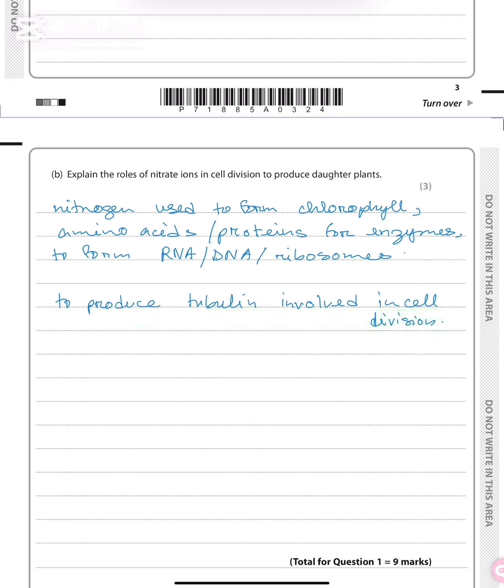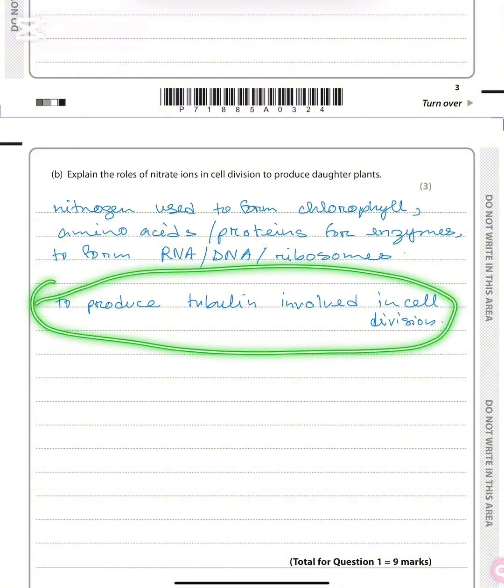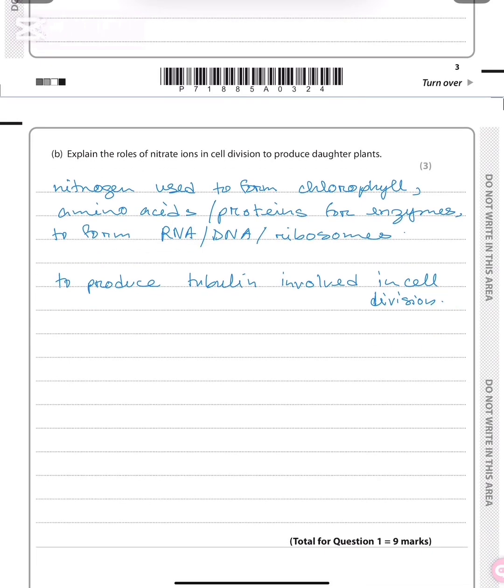So here are the 3 points. For enzymes we are going to get 1 point. For chlorophyll we are going to get another point, and for amino acids and proteins we are going to get our 3rd point, and this is our extra point. And we are done with 1B.